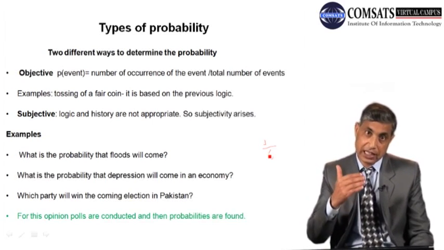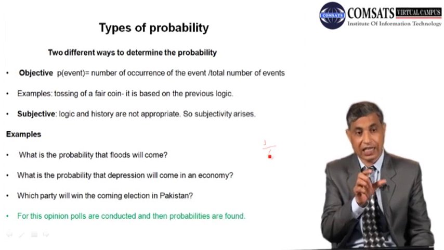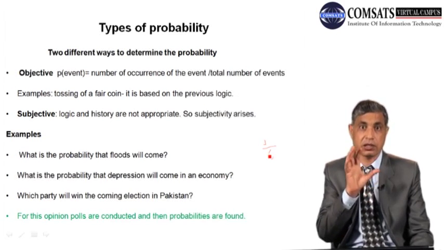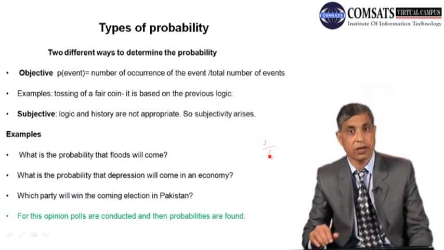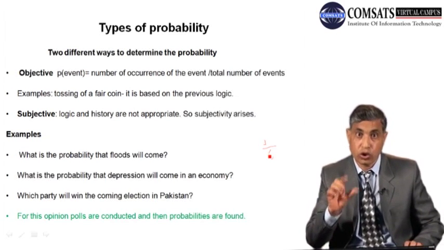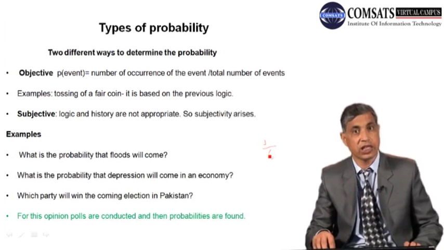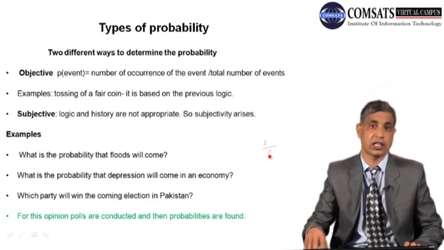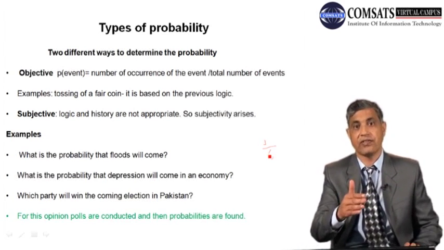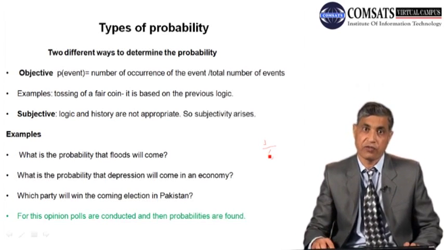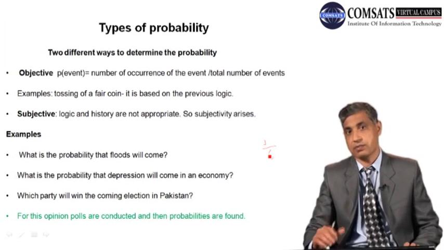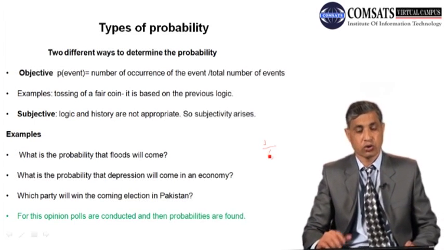What they do, they make the total number and then they put their question to a certain number of respondents, that is the total number of respondents. If 20 out of them say that A, B, or C party is going to win, then they divide that option by the total number of events. So in this way the subjective probability comes.